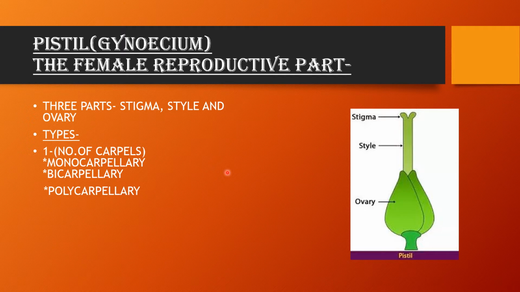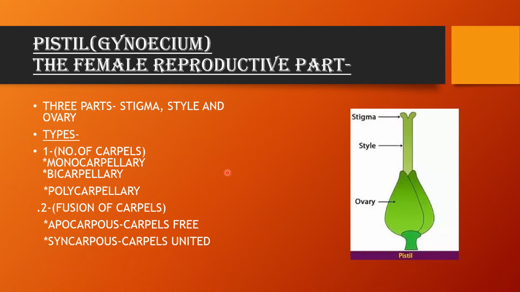So on the basis of the fusion of carpels, whether they are fused or not, these carpels are of two types. First one is called apocarpous, where the carpels are free, and second one is called syncarpous, where carpels are united. So one point to keep in mind is that this condition is only applicable if there is more than one carpel per gynoecium.